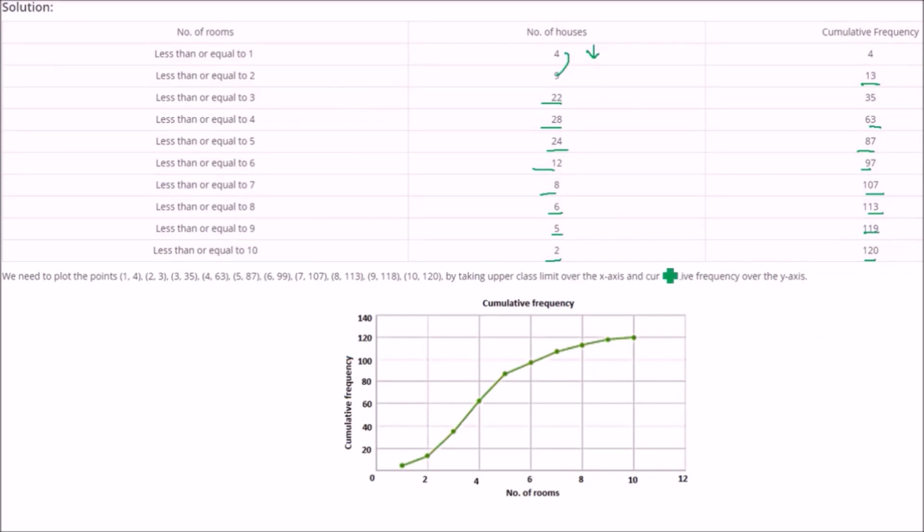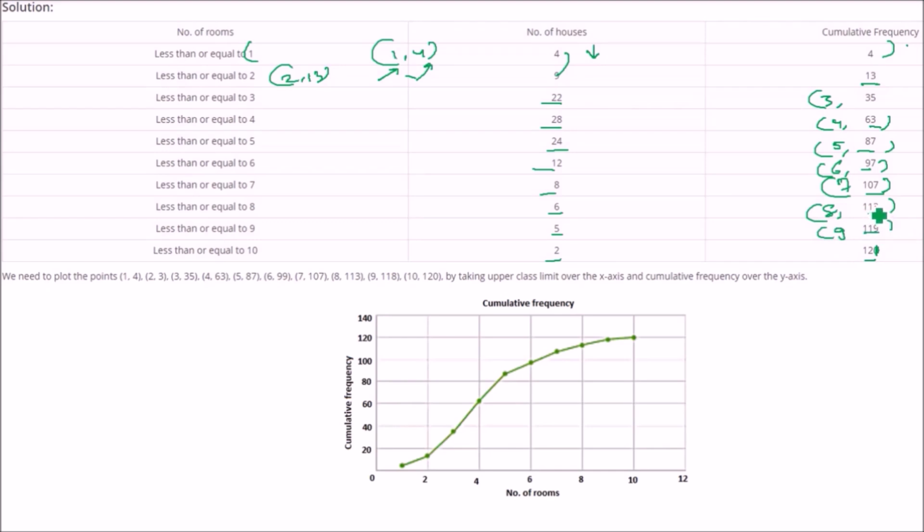And 119 plus 2 becomes 121. Let us take x and y like this. This is 1, this will be x and this will be y. This is 4, so 1 and 4 will be our coordinate. We have to plot x and y. Similarly, 2 and 13, 3 and 35, 4 and 63, 5 and 87, 6 and 97, 7 and 107, 8 and 113. 9 and 118.